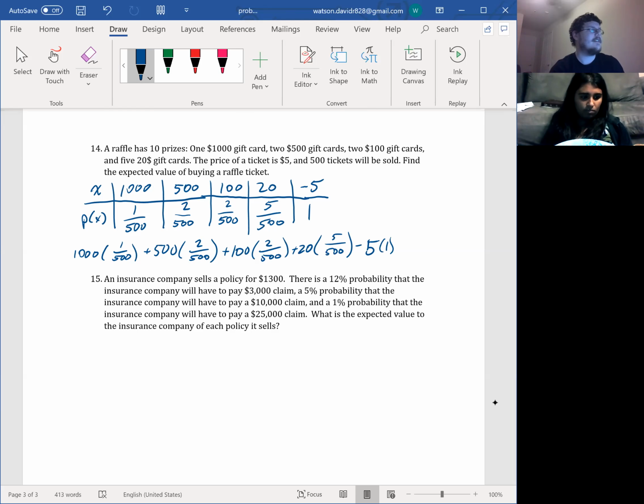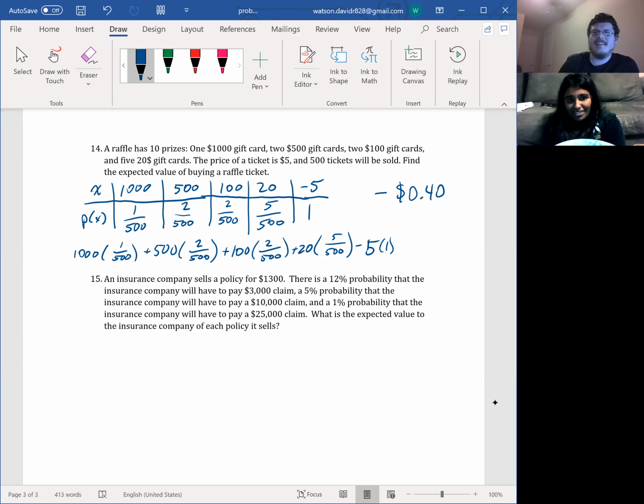Put all of that in your calculator. And you will get negative 40 cents. So you expect to lose 40 cents in the long run if you kept playing this raffle over and over.